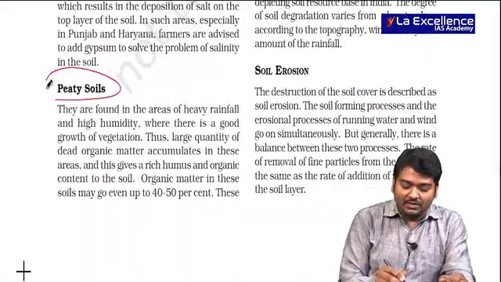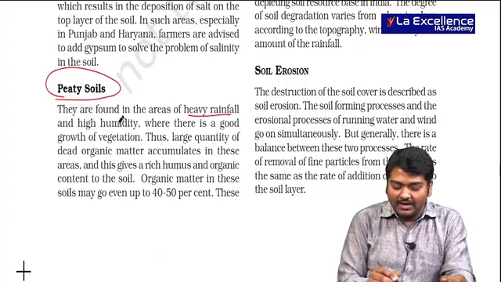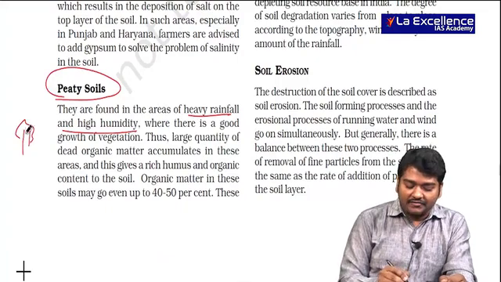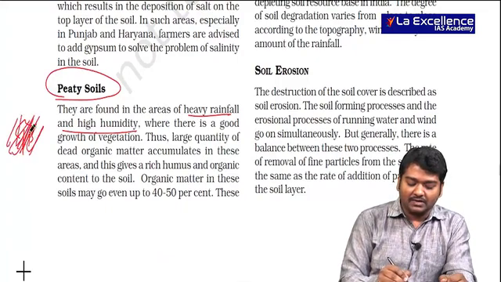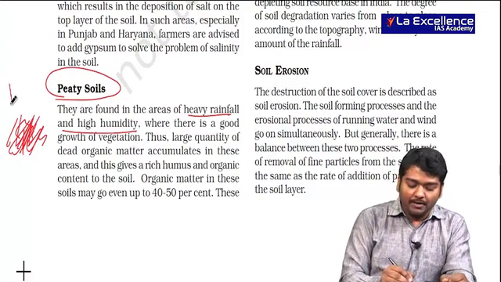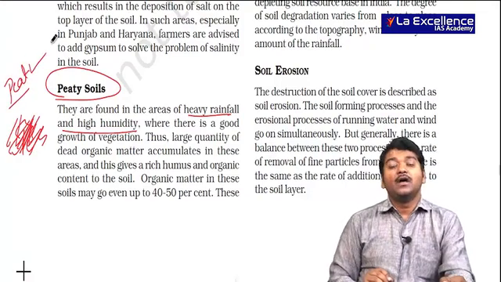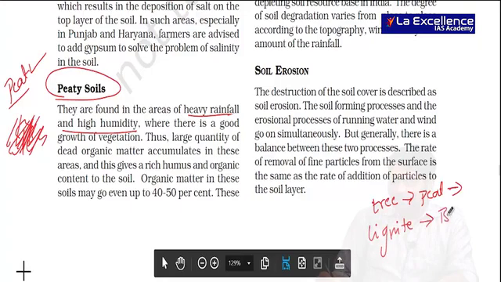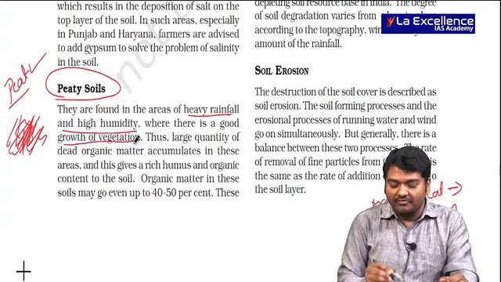Then you have peaty soil. They are usually found in heavy rainfall and high humidity. See guys, whenever you have a tree and it falls down and sedimentation takes place on it, usually you get peat. Please try to remember that first you get trees, peat is the second stage, then you get tree, peat, lignite, bituminous and anthracite, right?